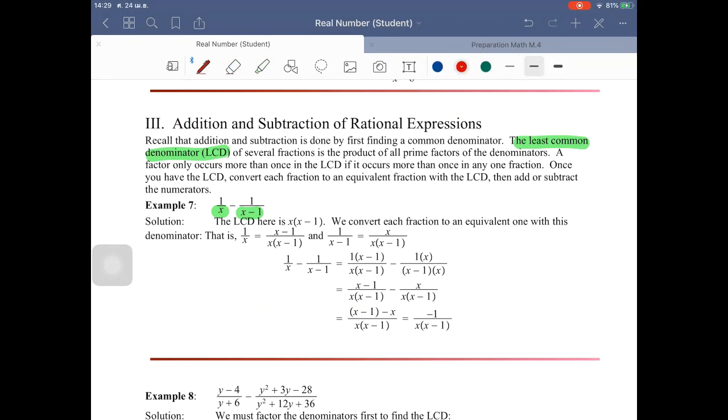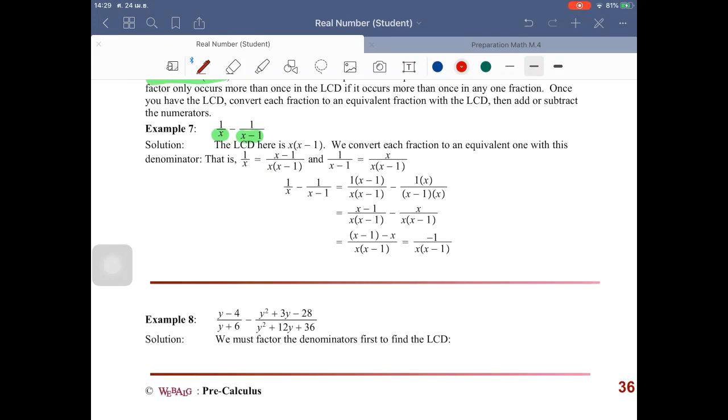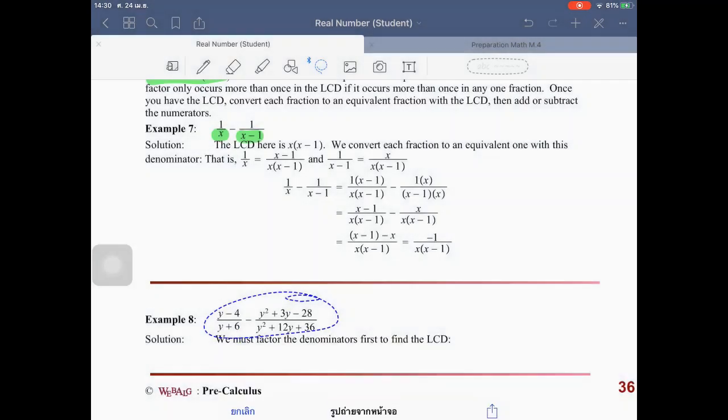Okay, first this one. We go to some more challenging questions, which is this one. Okay, so I will copy this one to show you more clearly.